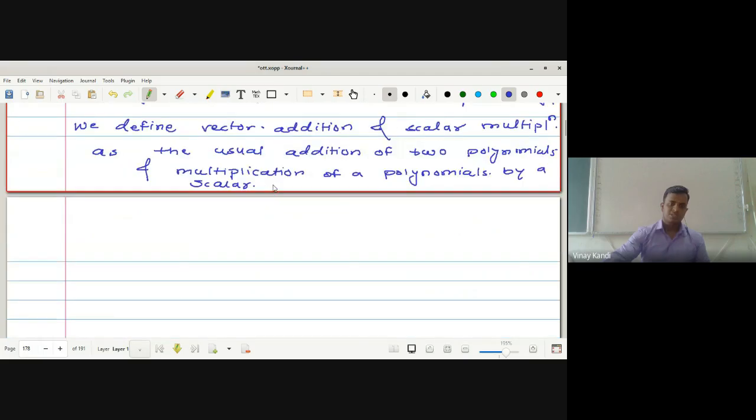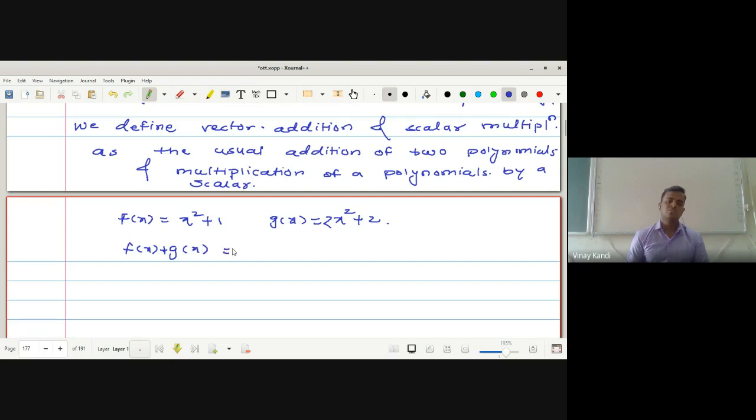Okay, suppose f of x is the polynomial x square plus 1, and g of x is the polynomial 2x square plus 2. Then what is f of x plus g of x? Usual addition means taking the coefficients of x square together. The coefficient of x square is 1 plus 2, which is 3, so 3x square plus 1 plus 2 is 3. So this is the usual addition of two polynomials.